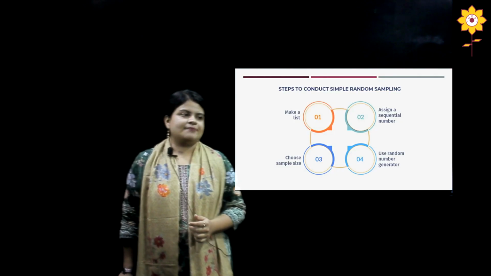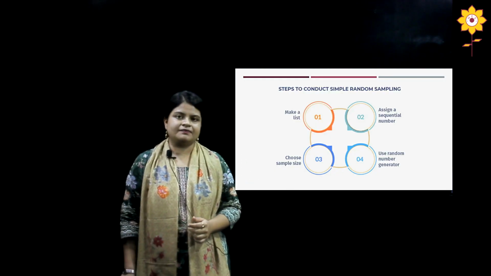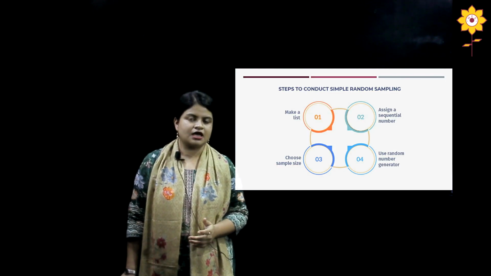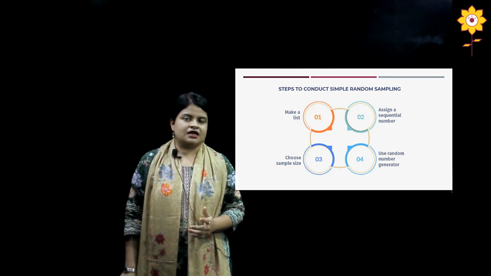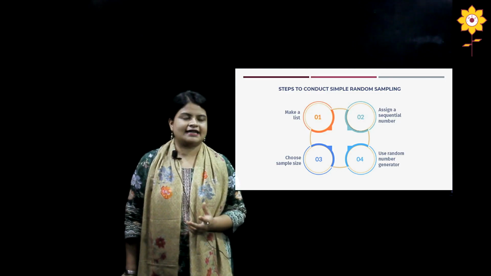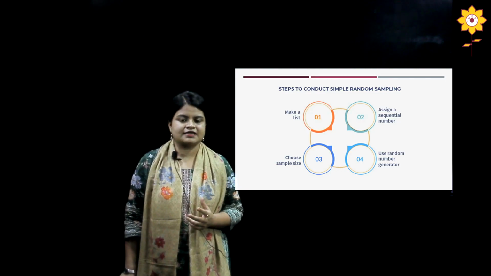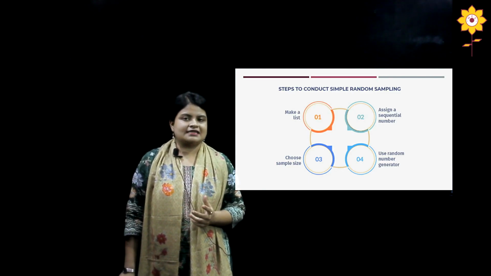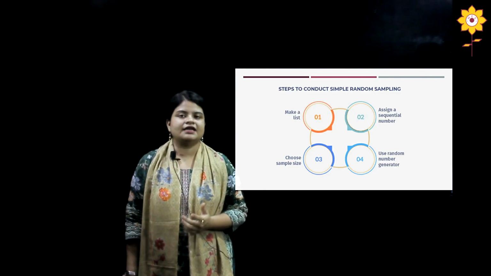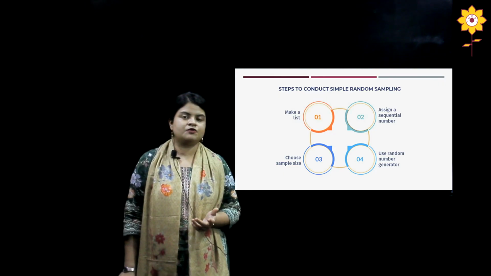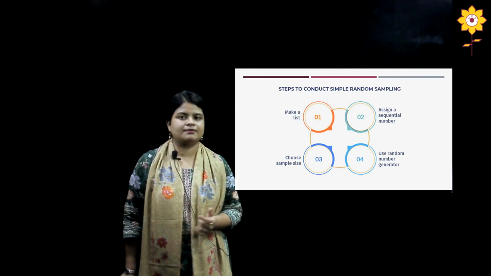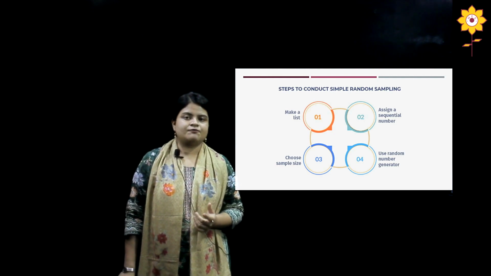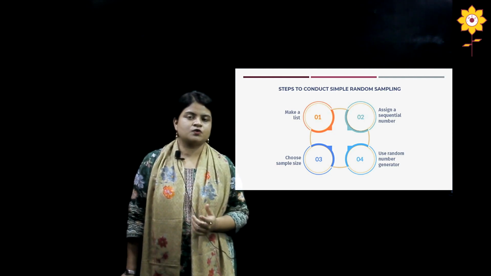Now there are certain steps to conduct simple random sampling. The researcher will have to make a list of the population. The list would be based on characteristics, and whichever characteristics better fit the population, numbers will be assigned to the individuals or items. The second step would be assigning sequential numbers to those population items.